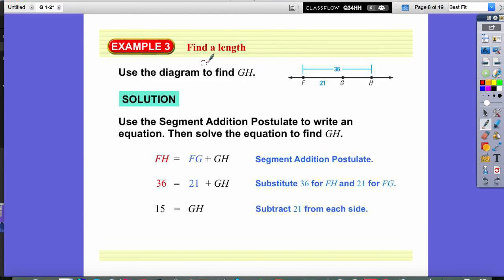In example 3, we're going to find a length. So we can see that FH is a segment that is 36 units long. So 36 is going to be equal to 21 plus whatever GH is. If I set this up like an equation, subtract 21 from both sides, I get 15 is equal to GH.